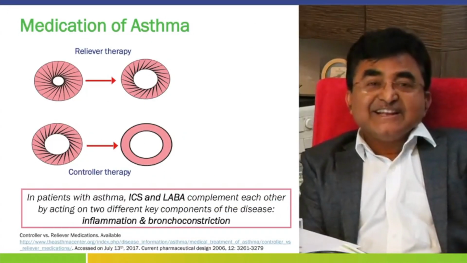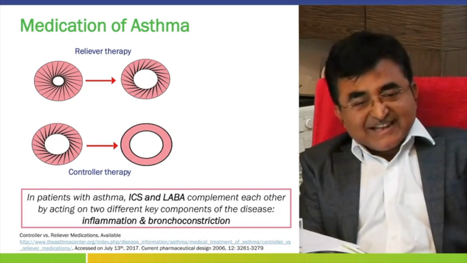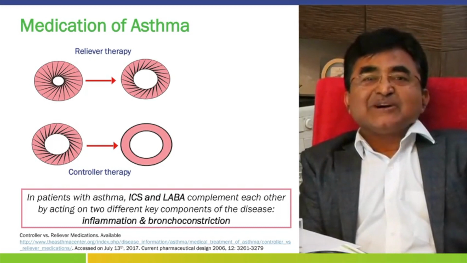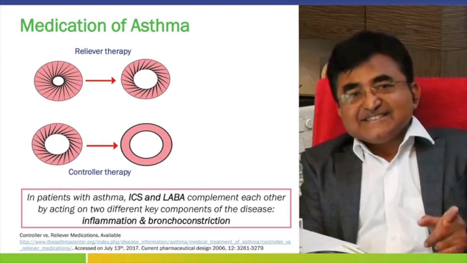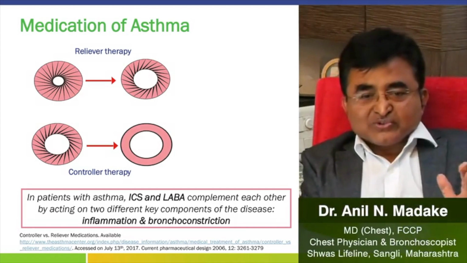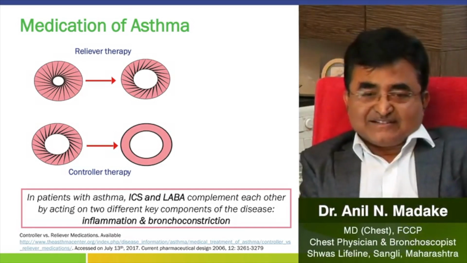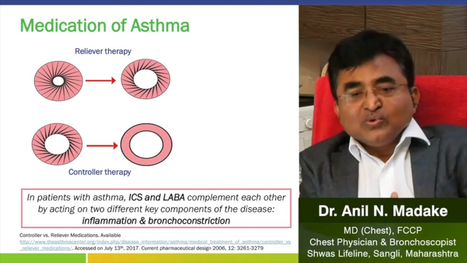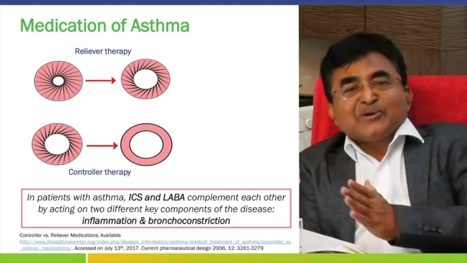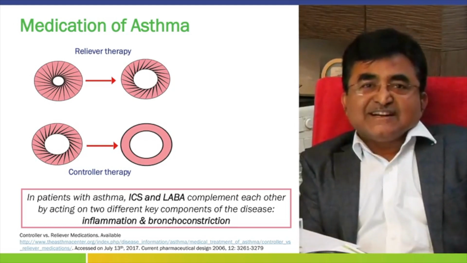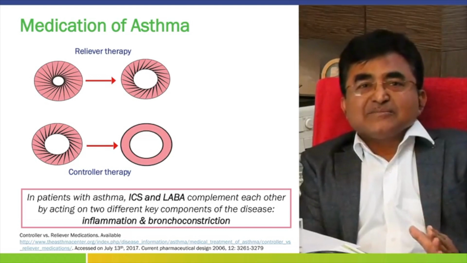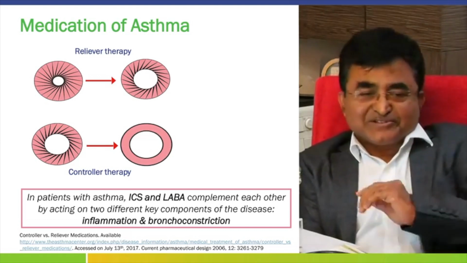Controller drugs are inhaled corticosteroids, and reliever drugs are long-acting beta agonists. They are LABA. So ICS and LABA, controller and reliever. They help each other by acting on two different key components: inflammation and bronchoconstriction. So these drugs help to control asthma in a better way for a long duration.